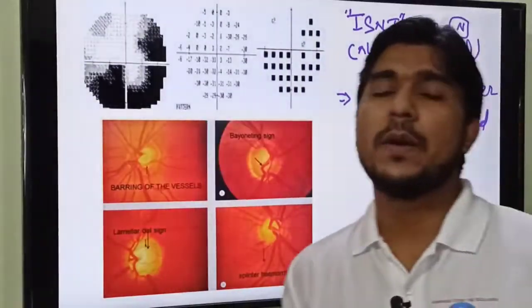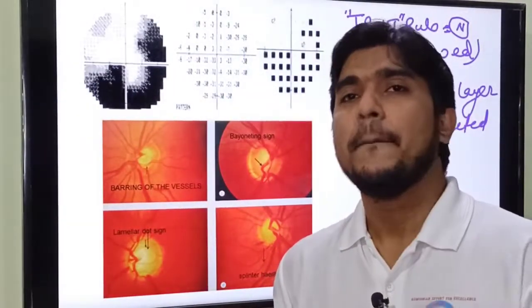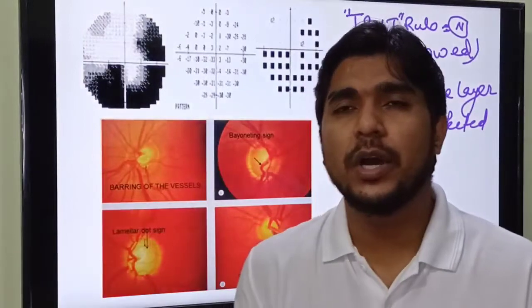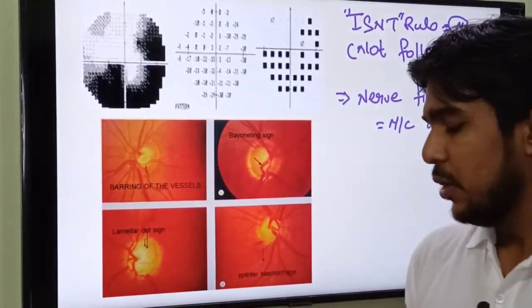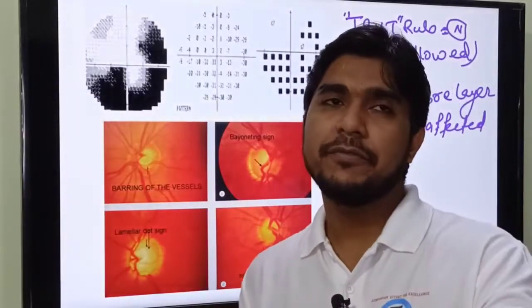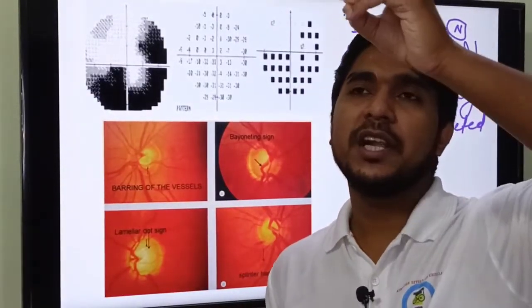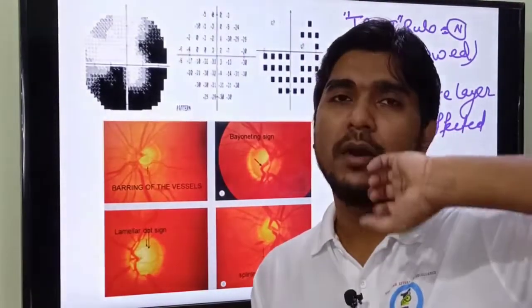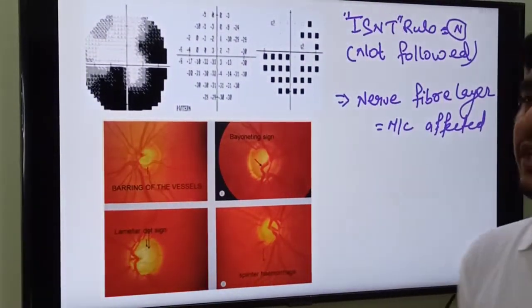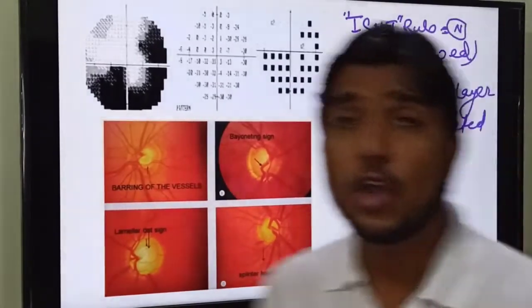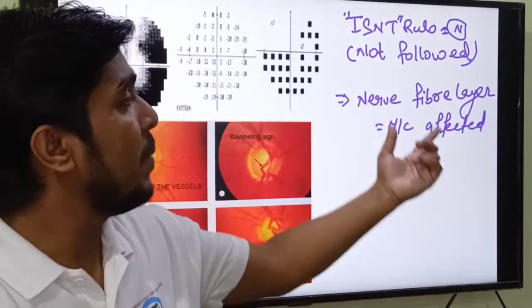primary open angle glaucoma. Paracentral scotoma. Remember, paracentral scotoma is the first thing you get in the visual field of POAG. Then we have the arcuate scotoma, then ring scotoma, and then finally central vision loss, or tunnel vision. Only tunnel vision remains. In glaucoma, which layer is affected? The nerve fiber layer is affected.